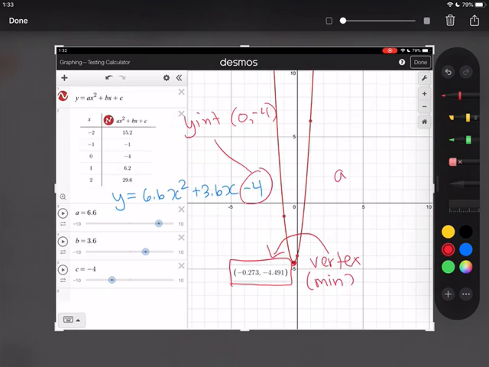I can also look at my axis of symmetry. My axis of symmetry is almost like the graph is being cut in half, or it's a line where the graph can be folded over onto itself. That will always be at the vertex, right? That's always going to be at the vertex. And so your axis of symmetry is actually this blue line, which is x equals your x value at the vertex. So my axis of symmetry is at the line x equals -0.273.